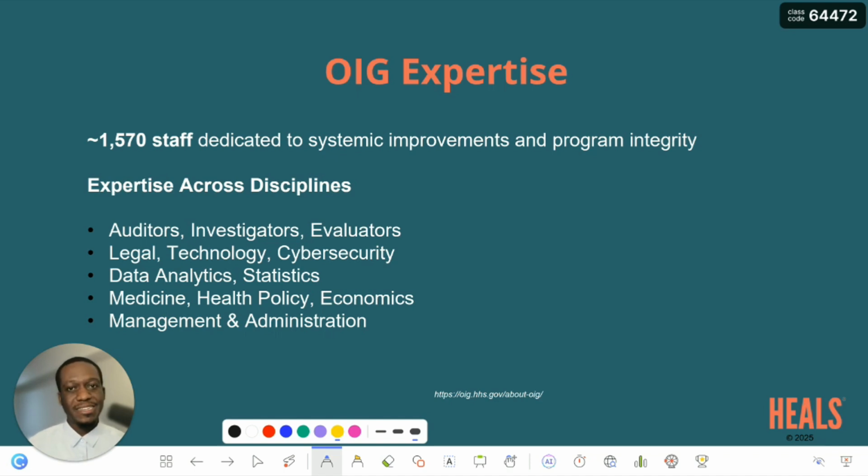The OIG has a staff of over 1,500 dedicated to systematic improvement and program integrity. And their expertise, based on the work that they do, ranges across several disciplines as auditors, investigators, evaluators, legal, technology, cybersecurity, data analytics, statistics, medicine and policy, economics, management, and administration.